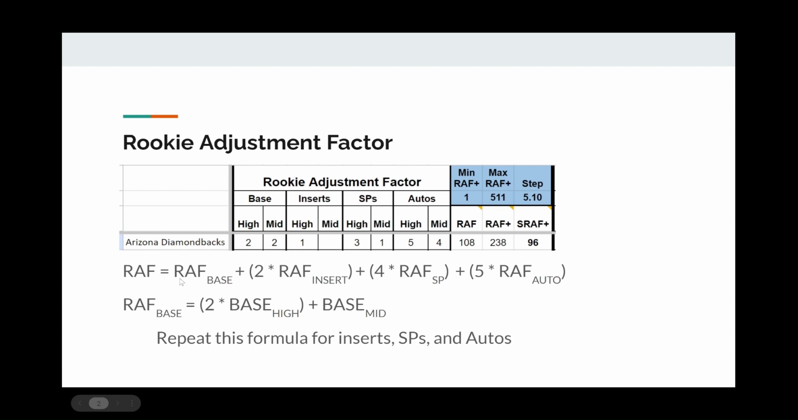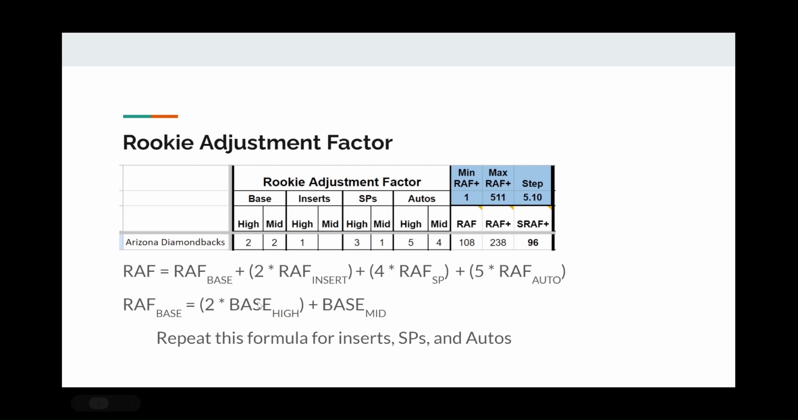But if you're looking at how to calculate, say, the RAF base, we are weighting the high value rookies versus the mid value rookies. So the way you calculate this RAF base value is you multiply 2 times the number of high value rookies plus the number of mid value rookies. And then that's how you get RAF base. And then you just repeat that process for the inserts and the short prints and the autos to then total up your RAF value.